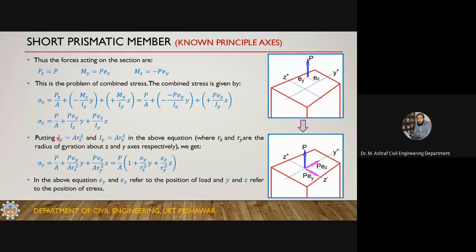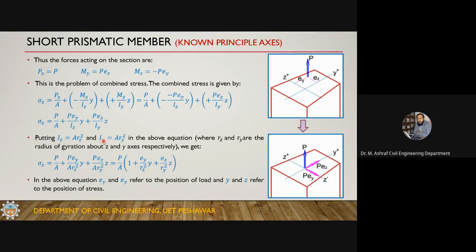So you can write the moment of inertia in this format also: Iz is equal to A Rz square and Iy is equal to A Ry square. If you replace Iz and Iy using these, you will get this one. Now you can take P over A common. So this is the formula: 1 plus ey divided by Rz square into y plus ez divided by Ry square into z. This is a similar formula to the earlier one. Both will result in the same thing, but they have different applications.